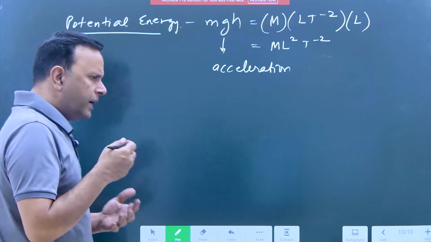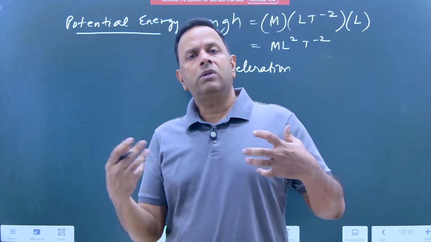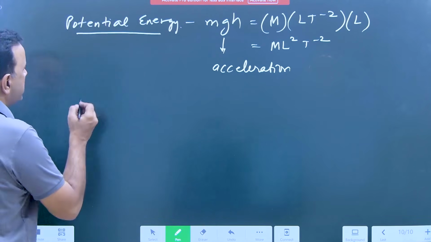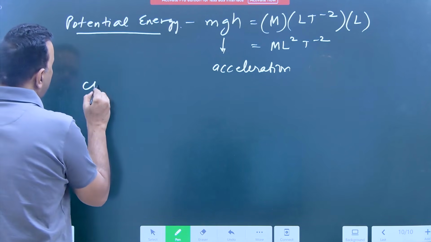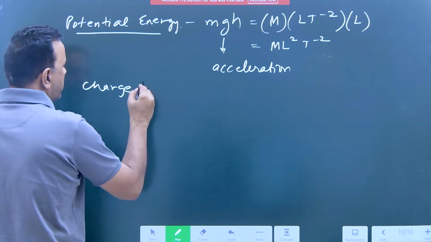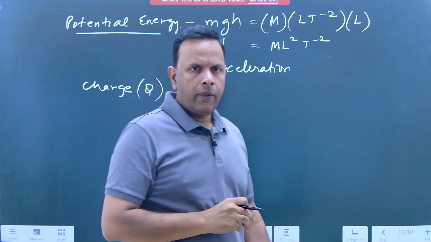Now, let's bring some physical quantities which involve charges or the current. So, let's first start with how to write the dimensional formula of electric charge. We use the symbol Q for this.